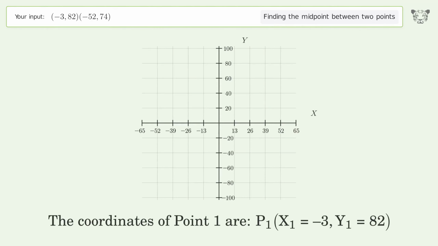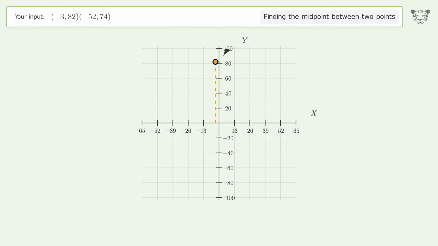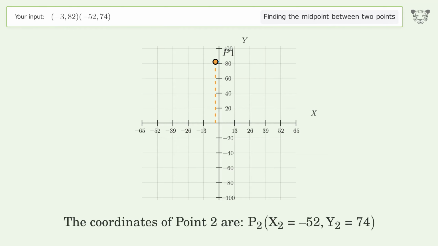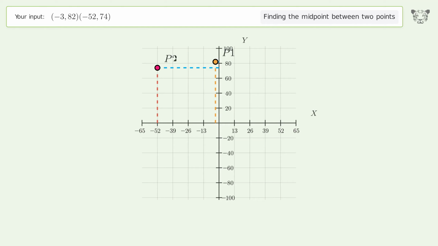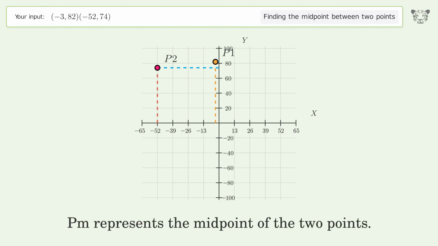The coordinates of point 1 are x1 equals negative 3, y1 equals 82. The coordinates of point 2 are x2 equals negative 52, y2 equals 74. PM represents the midpoint of the 2 points.